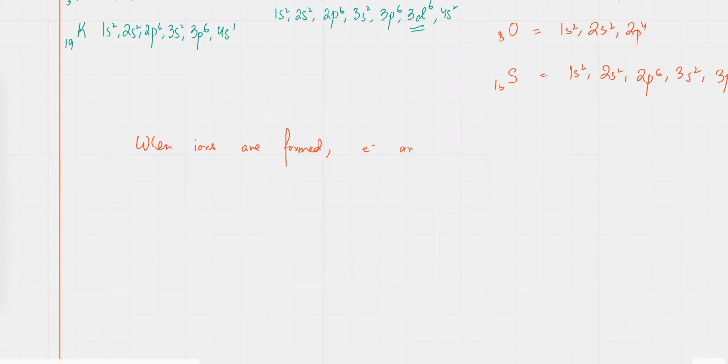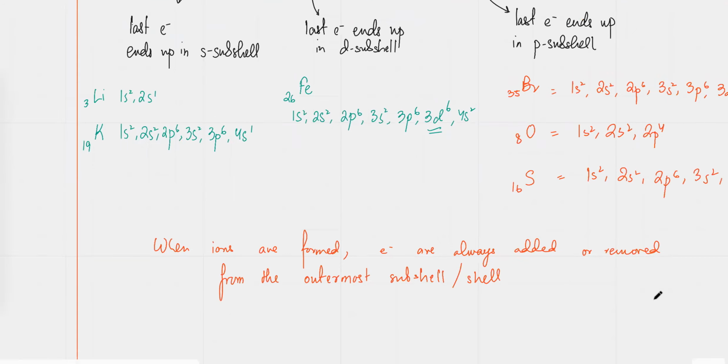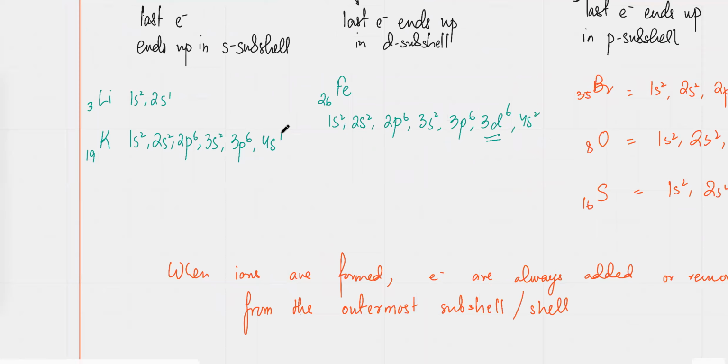So electrons are always added or removed from the outermost shell or the outermost subshell. I mean, for example, potassium is +1, so that means potassium forms a +1 ion, so the electron would be lost. If potassium becomes an ion, then the electron would be lost from the outermost shell.